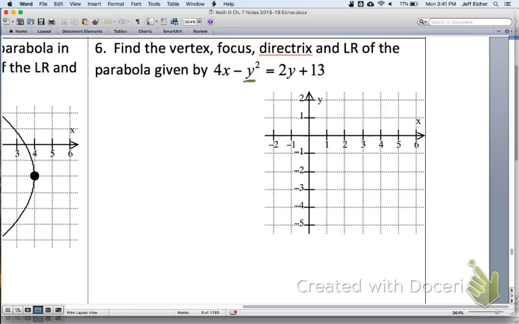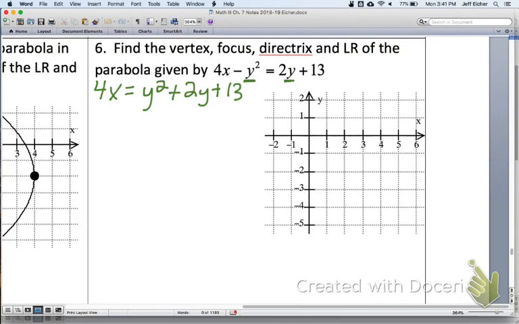Well, one thing to notice is you have a y squared and a y. We're going to have to collect those on one side. So how about we do that? That would give us 4x equals, so add y squared to both sides. We'll put it up in front, y squared plus 2y plus 13.